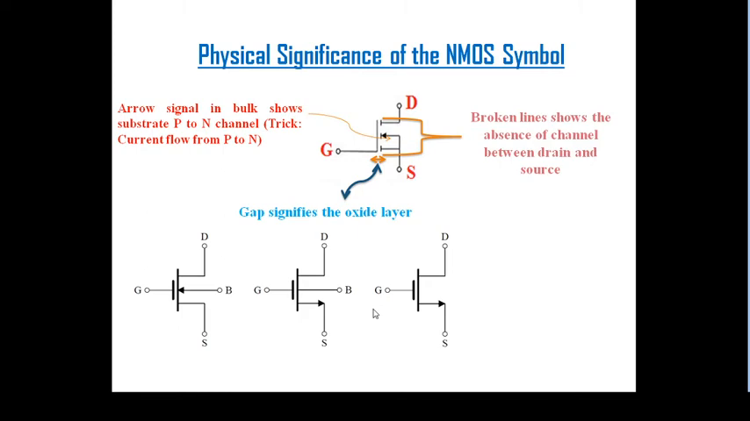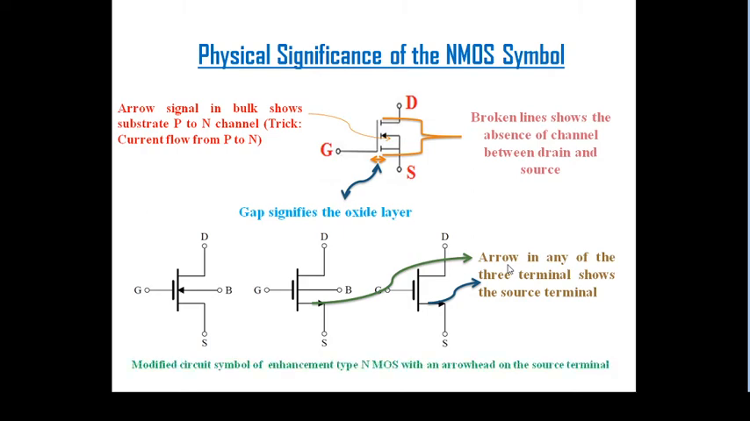So these are the three simple diagrams for the nMOS. If an arrow is present on any of the terminals, this arrow signifies the source. If an arrow is there, then you can definitely say this is our source region. So if an arrow symbol is there on some terminal, you can say this is our source terminal.